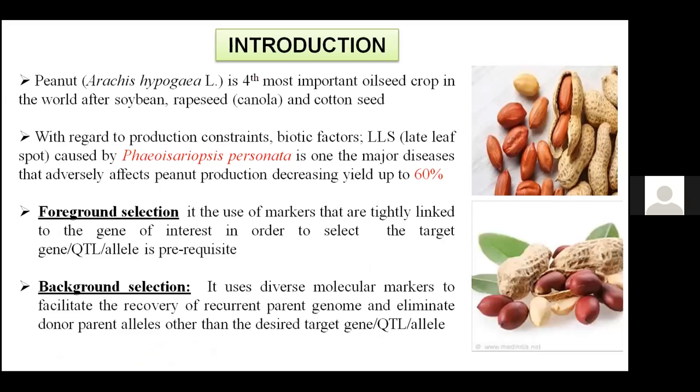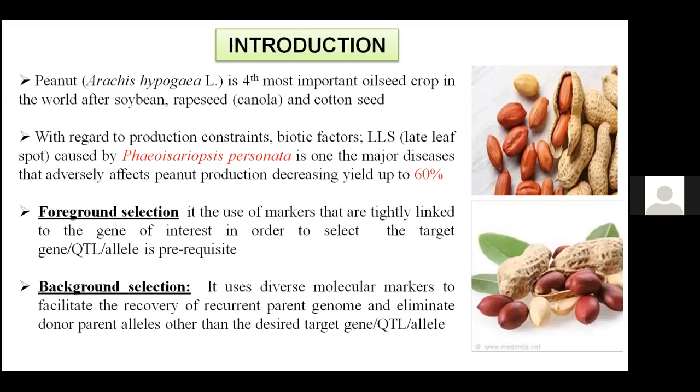Late leaf spot disease is a major devastating disease found in peanut, and it is caused by the fungus called Phaeoisariopsis personata. When it occurs, we get yield losses of up to 60%. If we use chemical measures, it increases the production cost by 10 to 20%. So the only option is going for a resistant variety. So we are using marker-assisted selection for the development of a resistant variety.